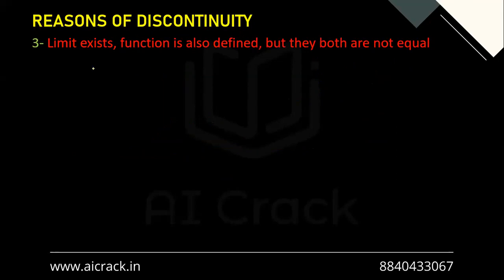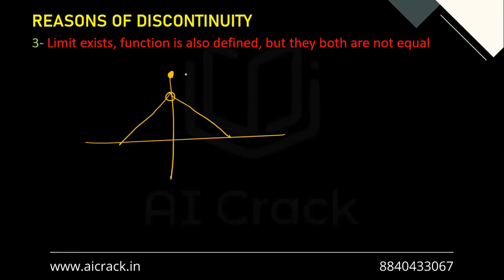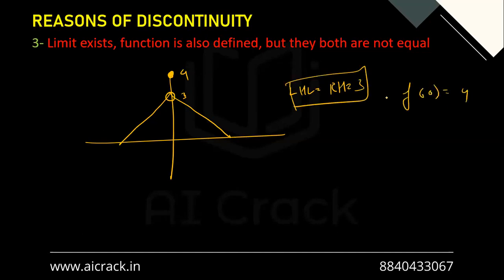Now the third reason is limit exists, function is also defined, but they both are not equal. So let's take a similar kind of example. Again, we have an open circle over here, but a closed circle over here. So basically function is defined over here. Let's say this value is 4 and this value is 3. So we know that LHL equals RHL equals 3 over here, but f of 0 equals 4. So they both are not equal. In that case, the function is not continuous again. So these are the three reasons because of which functions can be discontinuous.